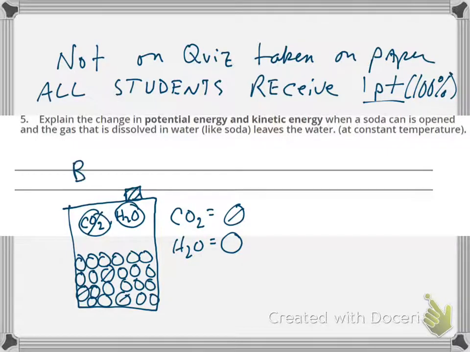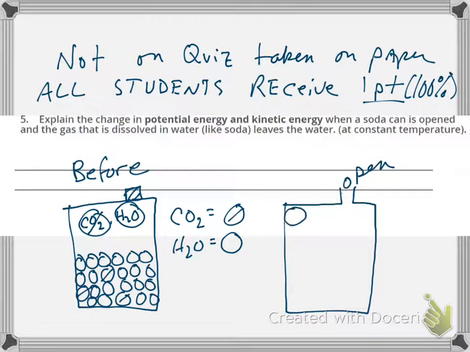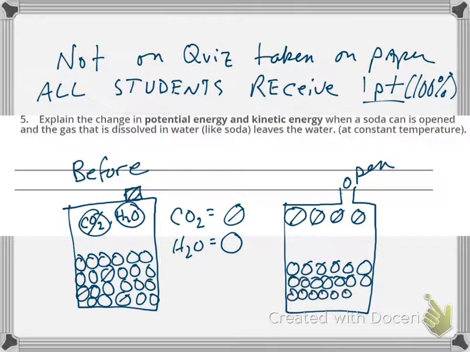This is the before picture, then we open the can, and all of the CO2 goes up into the gas phase, and the water itself doesn't contain any CO2. That's the case where the soda seems flat, or we say it's flat. And so we want to know what happened to the potential energy and what happened to the kinetic energy. Well, first, we made this a little bit simpler than maybe we needed to, but kinetic energy is constant because temperature is constant. Anytime we say constant temperature, it's going to be constant kinetic energy.